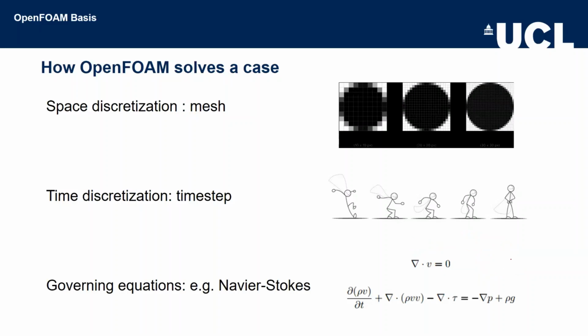Once we define the size of the cells and time steps, the last step for OpenFOAM to solve the problem is to use the governing equations. The selection of governing equations is related to the parameters that are of interest. For example, the Navier-Stokes equations here can solve the problem of pressure and viscosity. And if we want to simulate a combustion problem, we can use the energy-related equations.